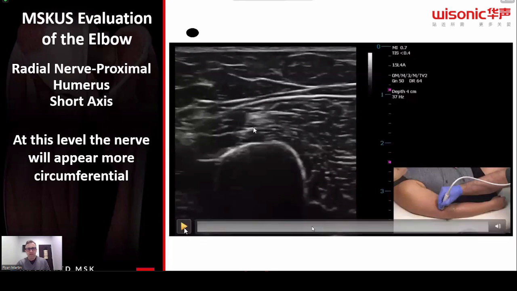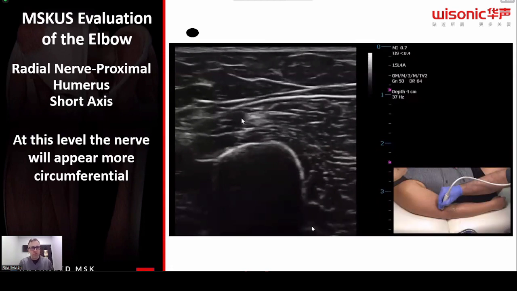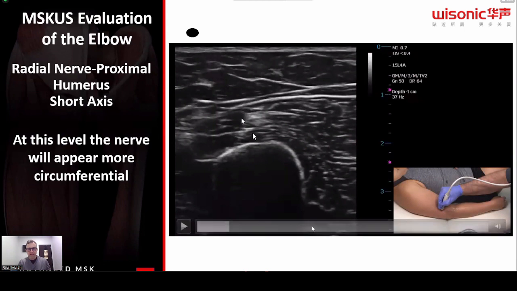So here we have a video of the distal humerus right before the radial head. And what you can see here is that nerve, again, circumferential, it's circular at this point in time. And at this point, you're seeing some of the brachialis, and then the brachioradialis over here. So it's nestled right in between here as it crosses over to the joint.